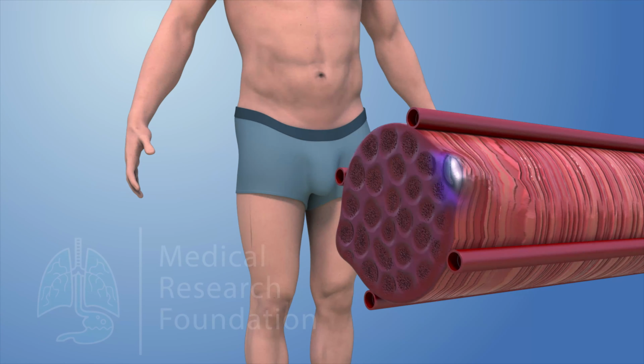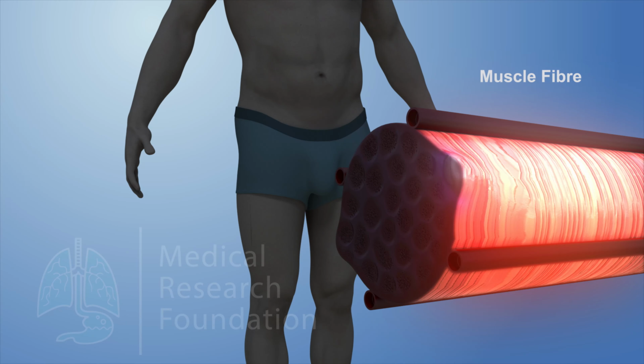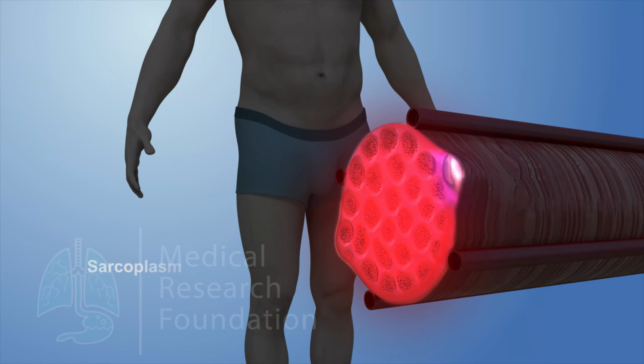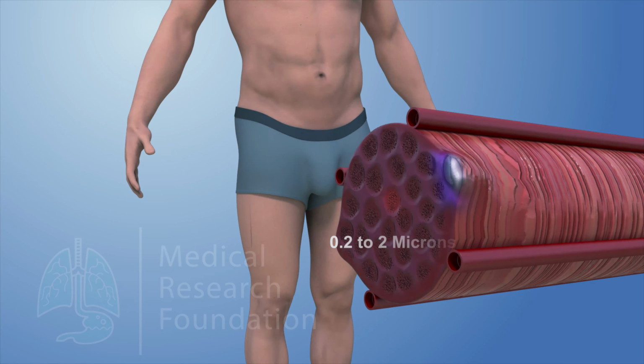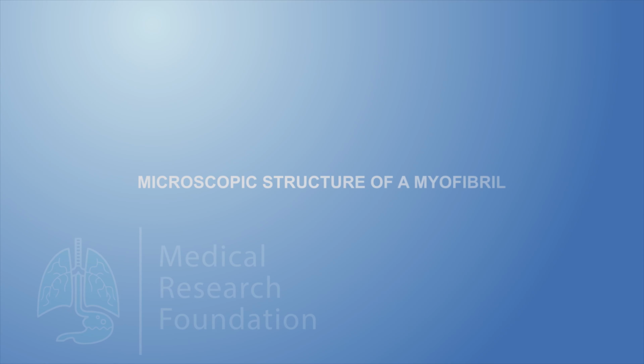Myofibrils are the fine parallel filaments present in the sarcoplasm of the muscle cell. In the cross-section of a muscle fiber, the myofibrils appear like small distinct dots. Within the sarcoplasm, the diameter of the myofibril is 0.2 to 2 microns. The length of a myofibril varies between 1 centimeter and 4 centimeters. Microscopic structure of a myofibril.